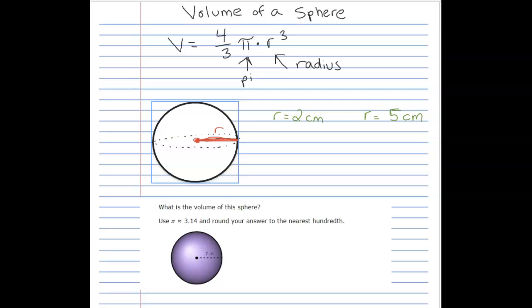Alright, today we are going to be talking about volume of a sphere. So what we're going to do at this point is build off what we did last week with area and circumference. When we're talking about volume, we're looking at what is inside the actual shape. So let's talk about what is inside.